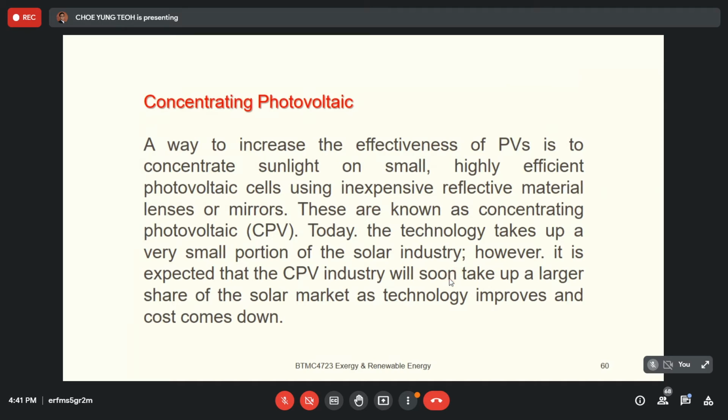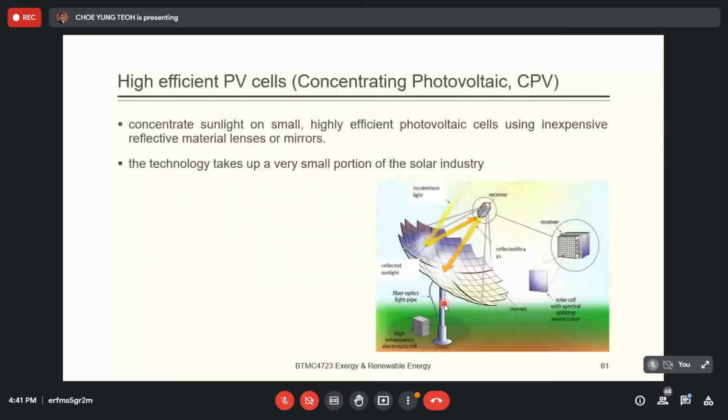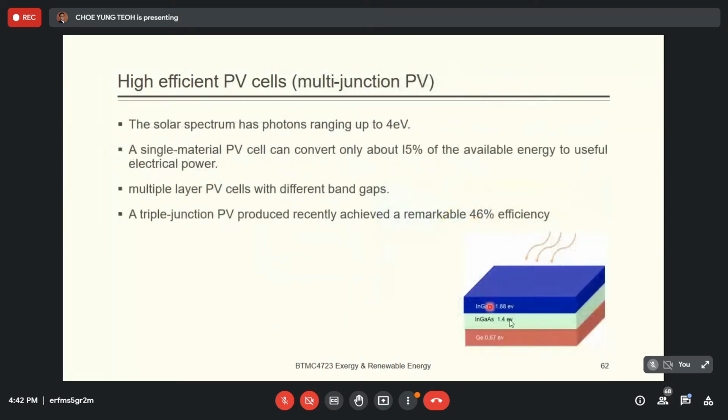Although the efficiency is high, the cost is definitely too high. So how do we make the photovoltaics very high efficiency? We have to do it in this way. We have 3 layers made from different materials. Each layer has a different band gap, which means each layer targets a different wavelength. The solar spectrum has a photon range of up to 4 eV. You can see some of them 1.88 eV, some 1.4, 0.67.